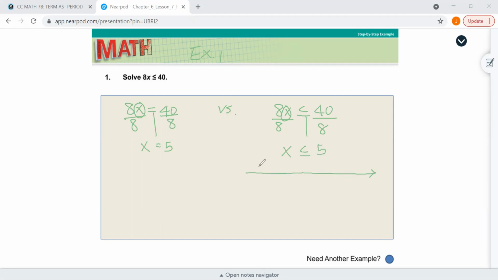Since it has more than one solution, it's called a solution set. You're going to show it on the number line. It has an equal sign, so we have to include the 5. Fill in this bubble. It's called a closed circle. X has to be less than 5. So 4 is less than 5. So you have to shade the left side of 5. So that's all the solutions for this inequality.